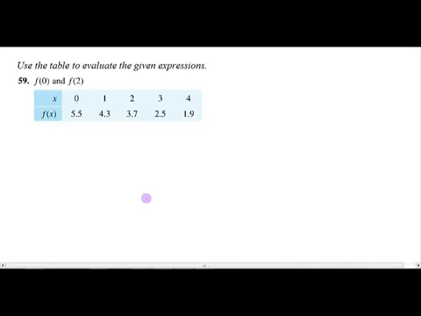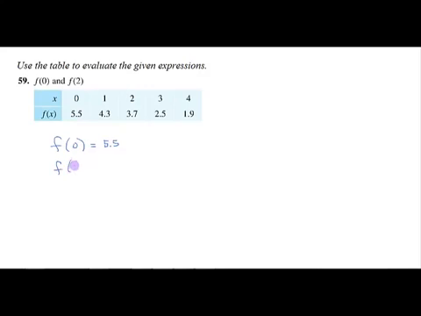Let's use the table to evaluate the given expressions here. So we have f of 0 and f of 2. All we're doing is saying that, instead of saying f of x, they're telling us that x is 0. So when x is 0, what is f of x? 5.5. So when x is 0, f of x is 5.5. We have the point (0, 5.5).